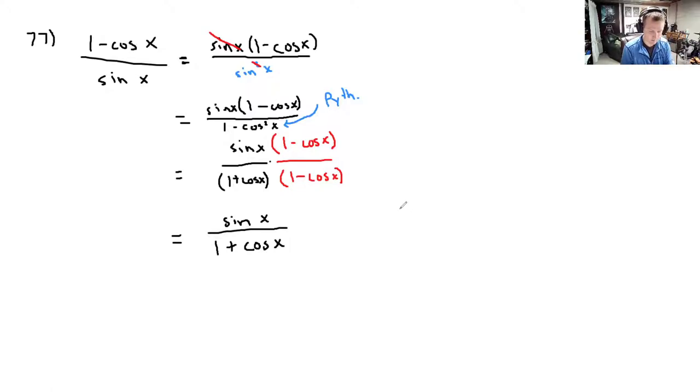Okay, let's move on to the next section. I did not do many problems from the next section today because it introduces really two more worthwhile identities: sine of an angle plus another angle, and cosine of an angle plus a different angle. These are called the sum and difference identities.